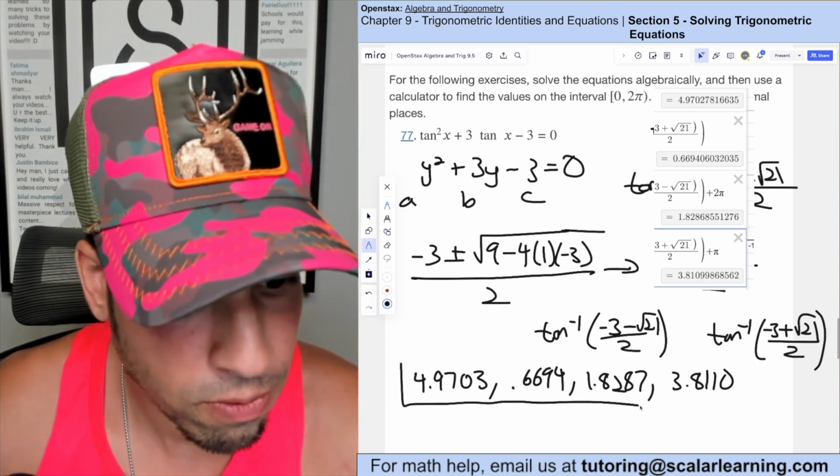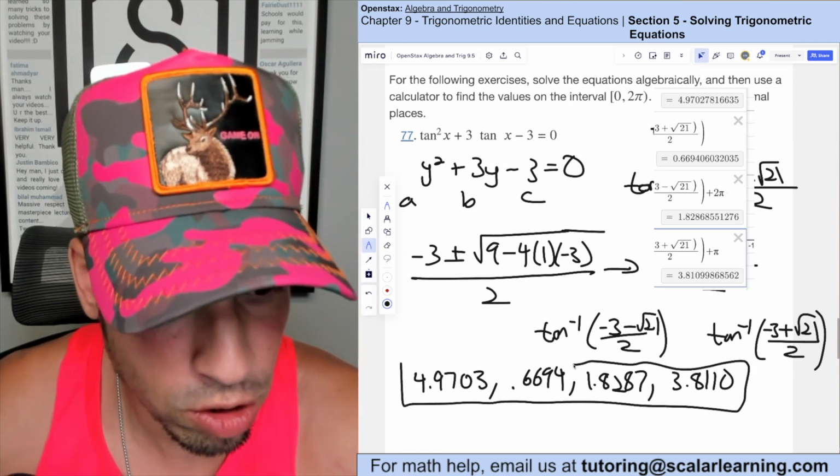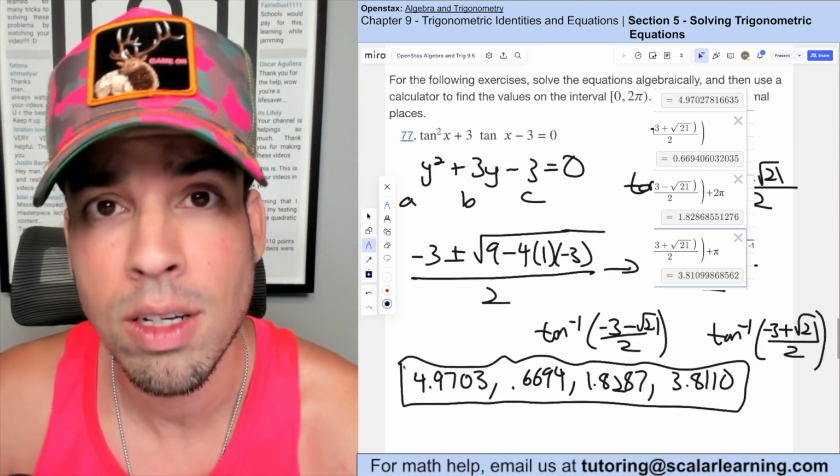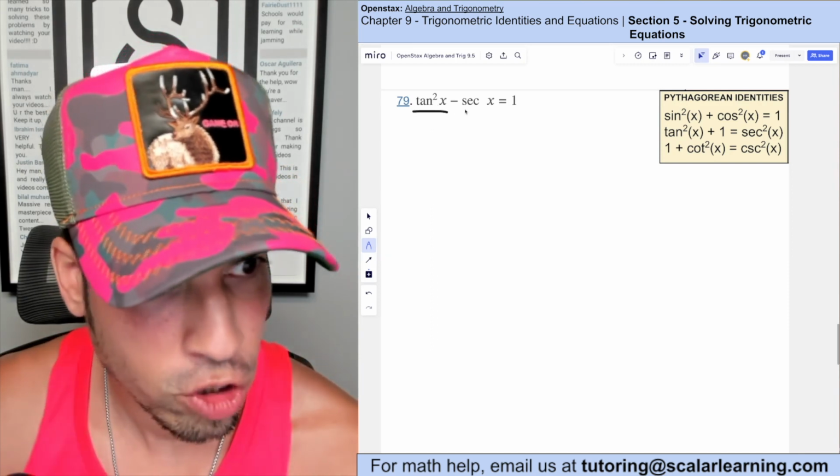So here are your 4 final solutions. You notice everything's between 0 and 2 pi, aka between 0 and roughly 6.28. That's how you do it. Done. So for this one, we've got tangent squared and secant, right?